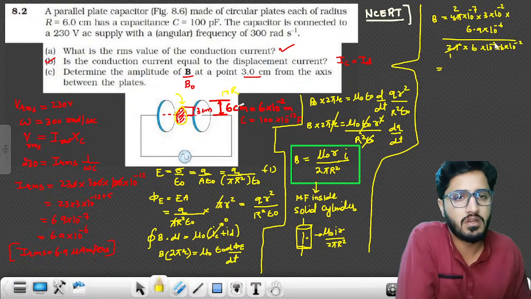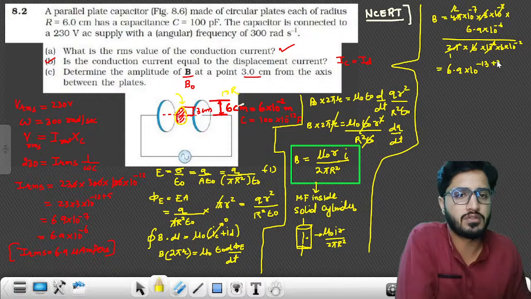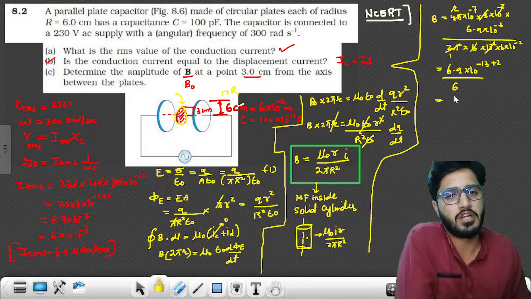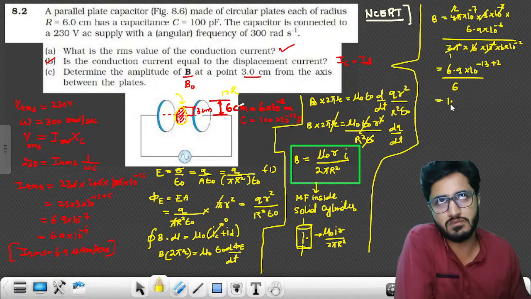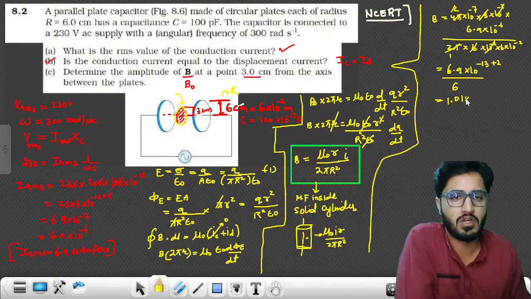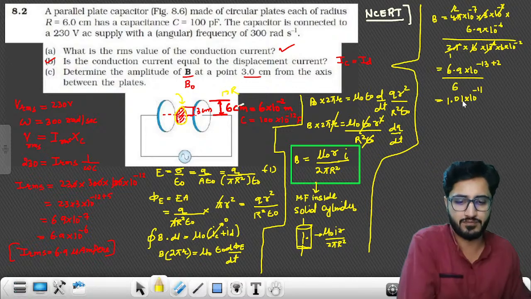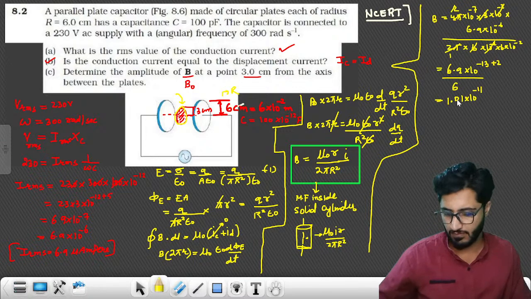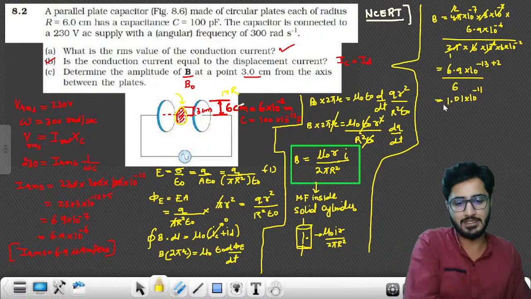We are having this 2 cancel out. Then 3 twos are 6, and the 6 cancels out. So we are having 6.9 times 10 to the power minus 13 plus 2, whole divided by 6. So it will be 1.01, let us suppose, times 10 to the power minus 11. You can do it now.